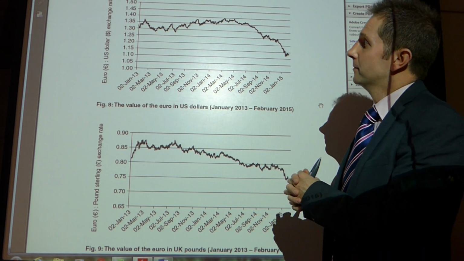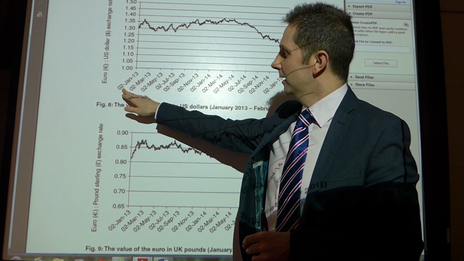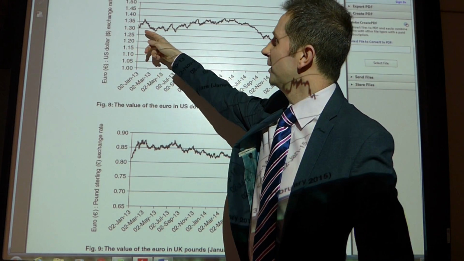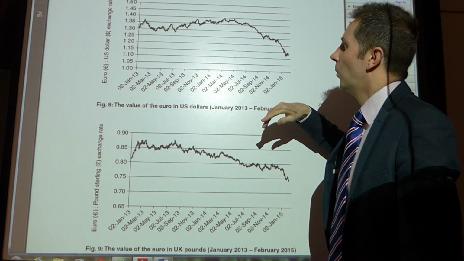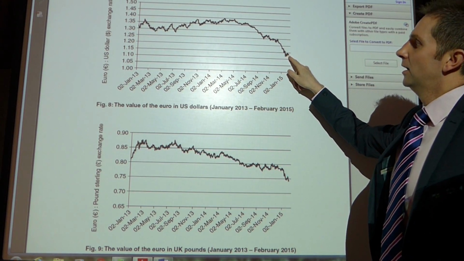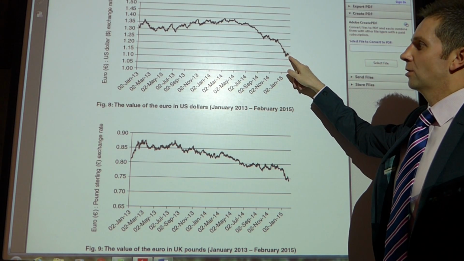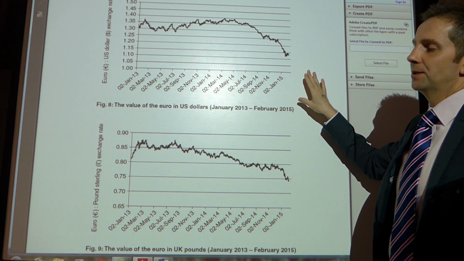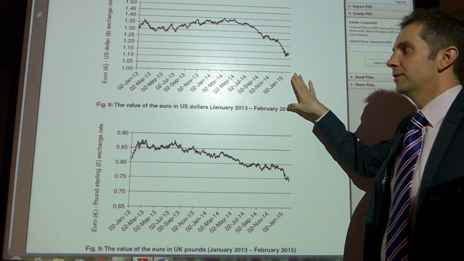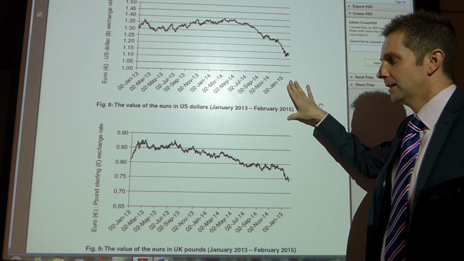So 1 euro on the 2nd of January 2013 bought just about $1.32. 1 euro on the 2nd of January 2015 bought $1.13, something like that. So the euro is not buying as many US dollars, therefore the value of the euro is depreciating.